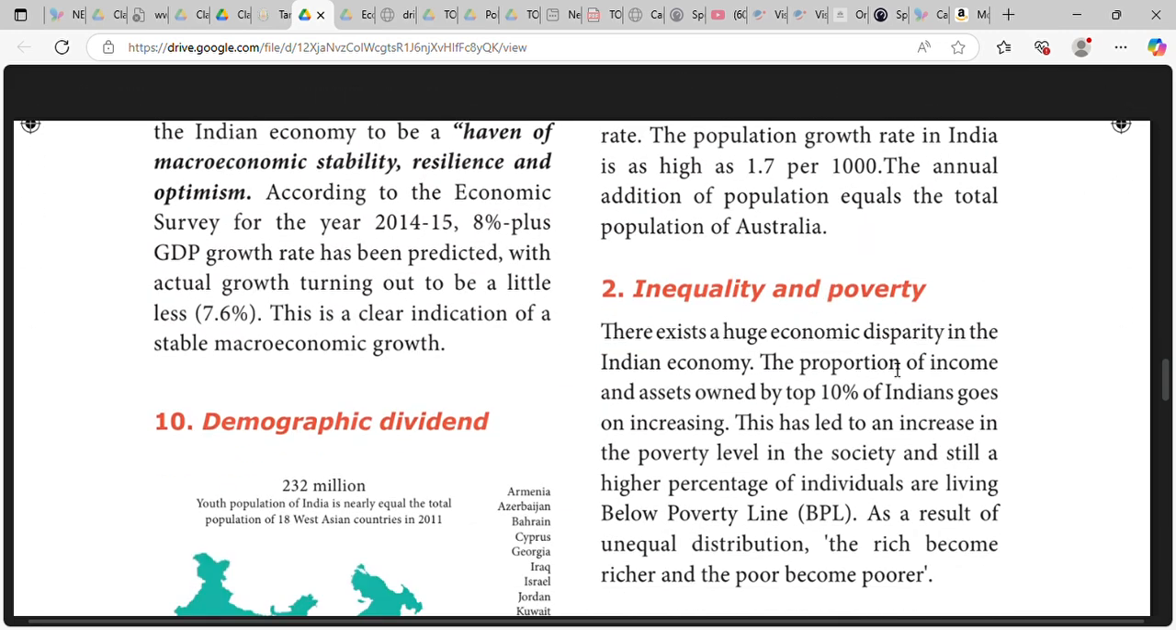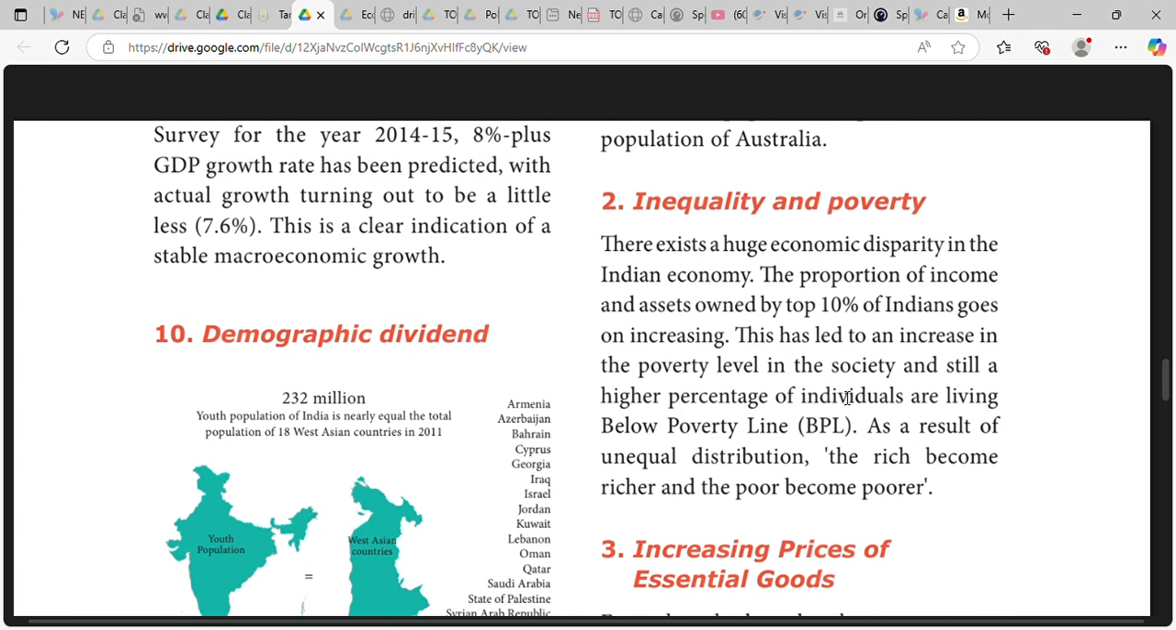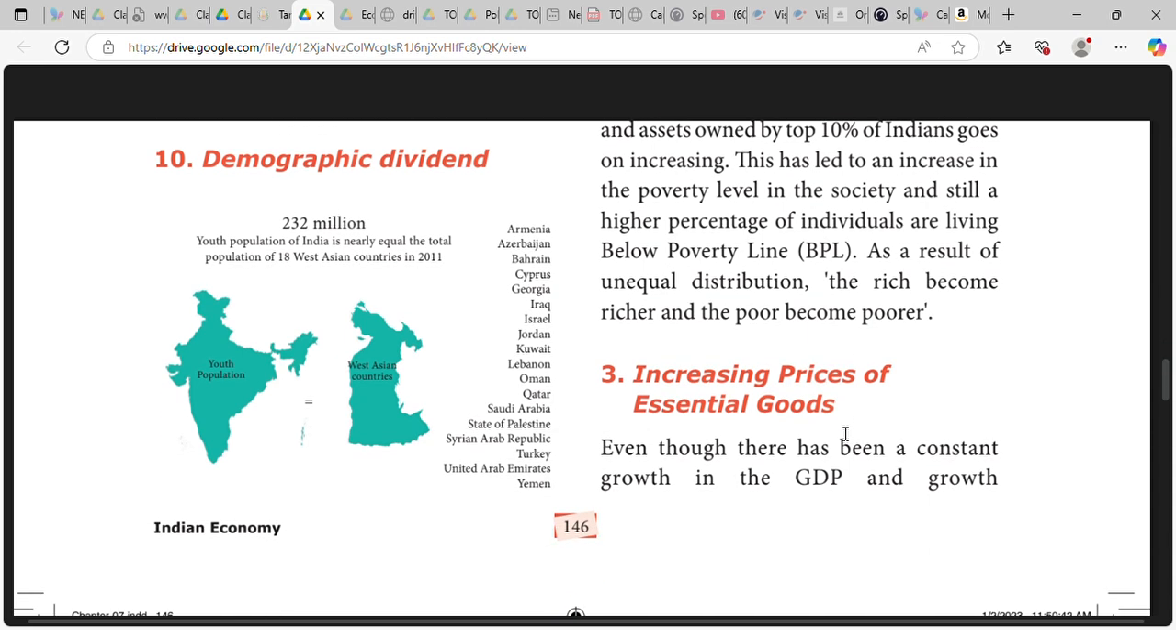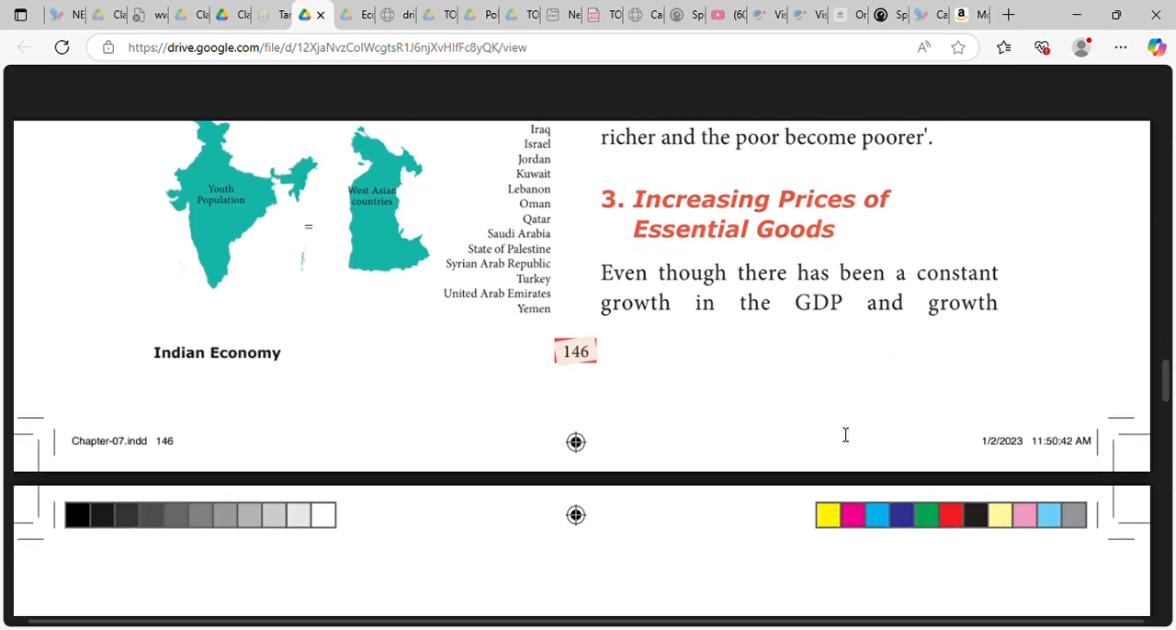There exists a huge economic disparity in the Indian economy. The proportion of income and assets owned by top 10% of Indians goes on increasing. This leads to an increase in the poverty level in the society, and still a higher percentage of individuals are living below poverty line. As a result of unequal distribution, the rich become richer and the poor become poorer, increasing prices of essential goods.